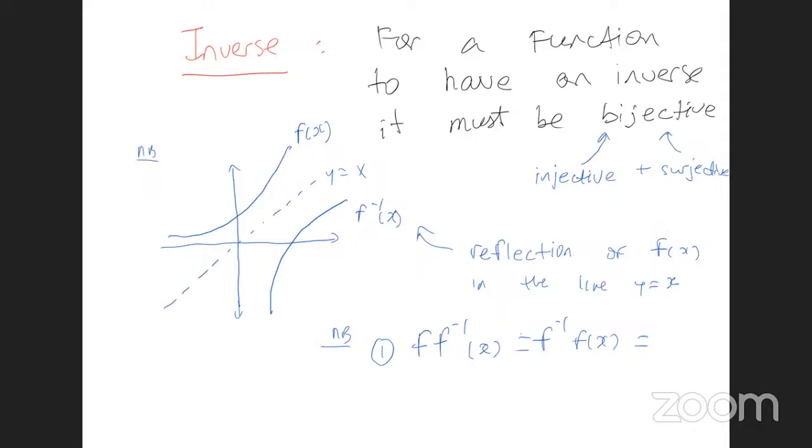Anybody online remember? If you find the inverse of f of x, what will you always get? Think about this. We'll come back and write it up.